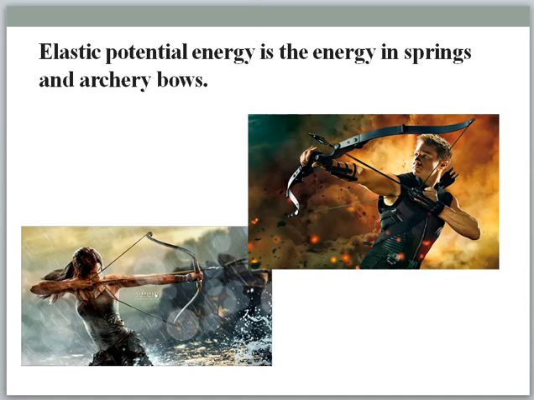Well, there's another type of potential energy. So gravitational potential energy, that's one. There's another type, which is elastic potential energy. This is the energy stored in springs, like a bow and arrow is actually a spring.